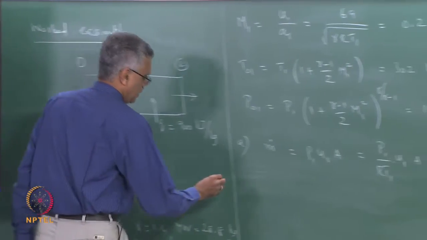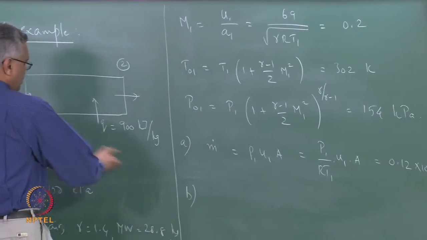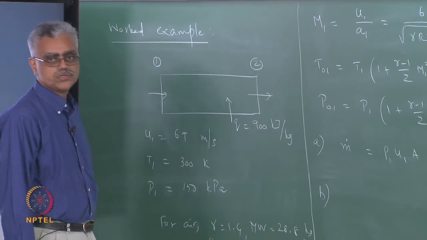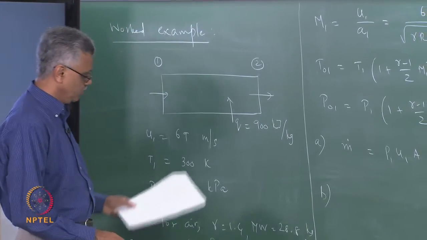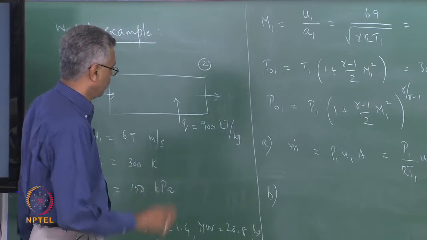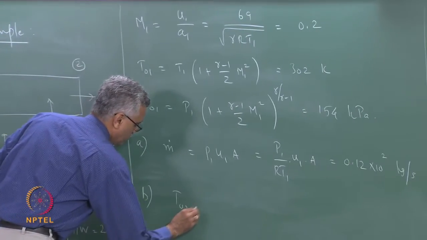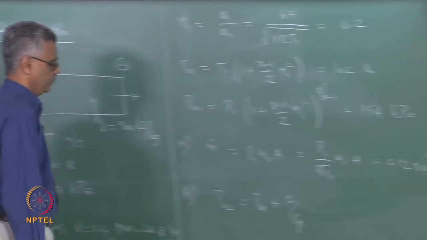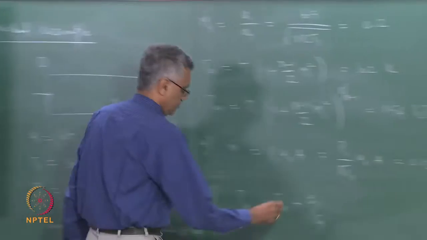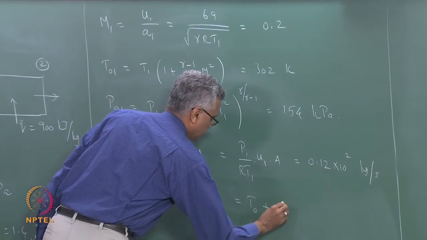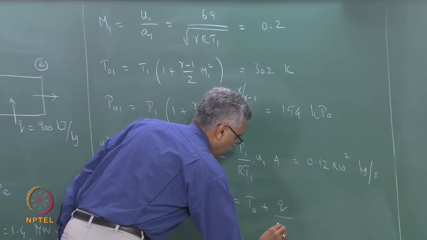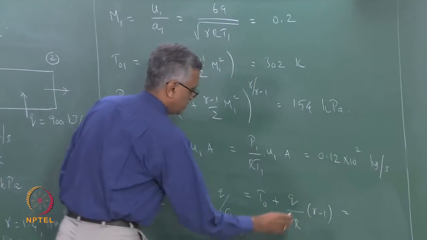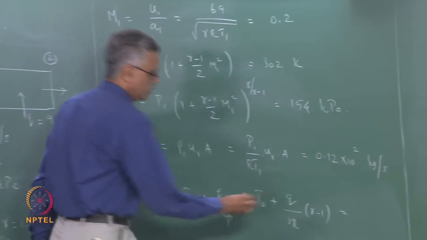Part B, we are asked to calculate the exit properties for heat addition equal to 900 kilojoule per kilogram. And we are going to use the tables for this. But before we do that, let us calculate T02 first. So T02, if you remember, is equal to T01 plus Q over Cp. And this is nothing but T01 plus Q, Cp is nothing but gamma R over gamma minus 1. So if you substitute the numbers, you get T02 to be 1138 Kelvin.